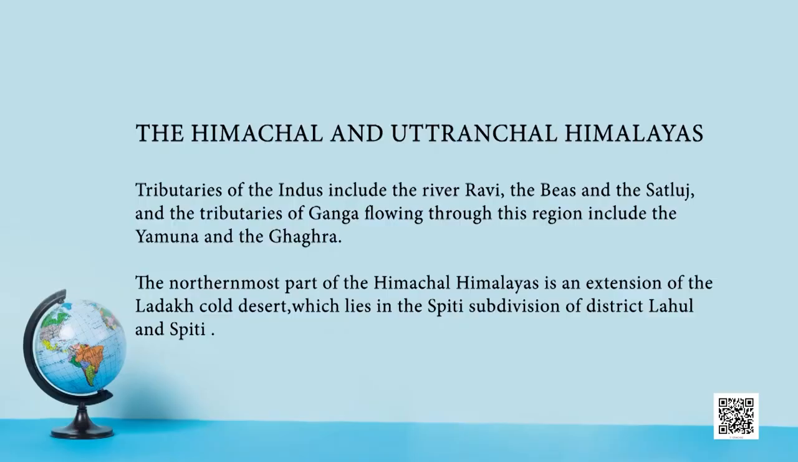Tributaries of river Indus include river Ravi, river Beas and river Satluj, and the tributaries of river Ganga flowing through this region include the Yamuna and the Ghagra. The northernmost part of Himachal Himalayas is an extension of the Ladakh cold desert, which lies in the Spiti subdivision of district Lahul and Spiti.